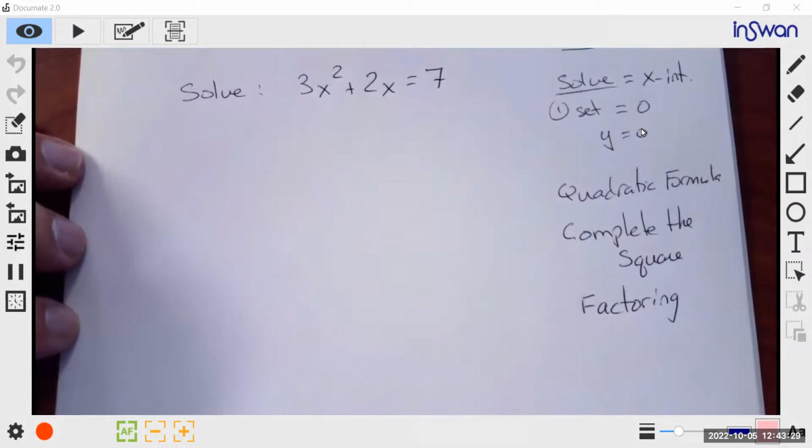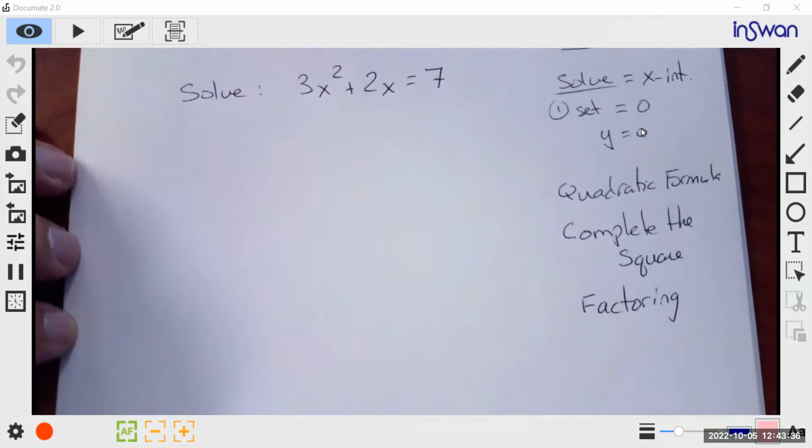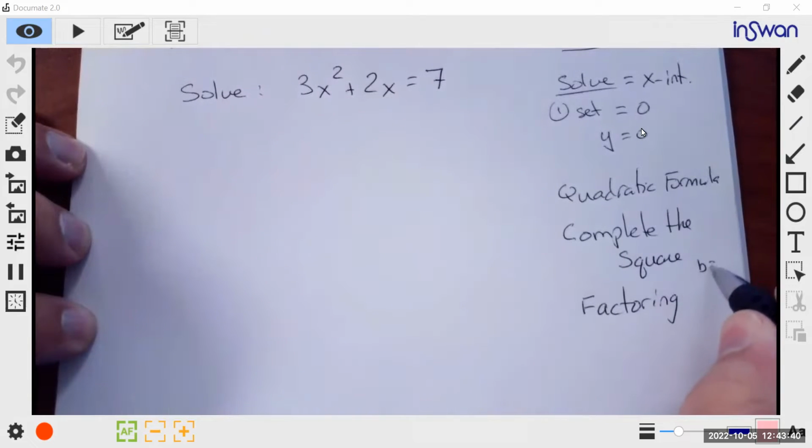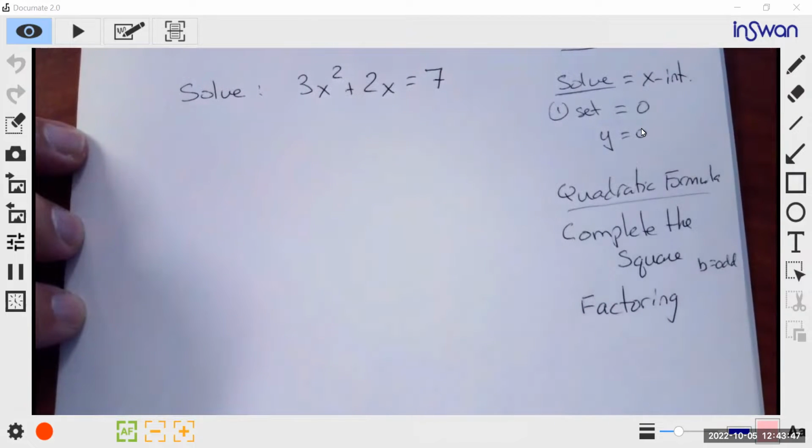Factoring only works if it's easily factorable. Complete the square works, but it gets complicated whenever your B term is odd, because then you'll have fractions. Quadratic always works.